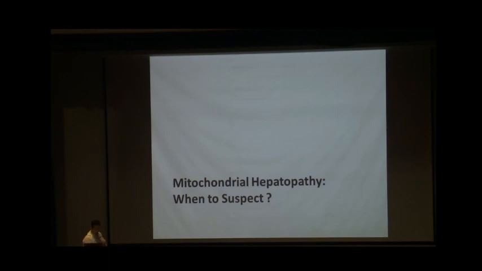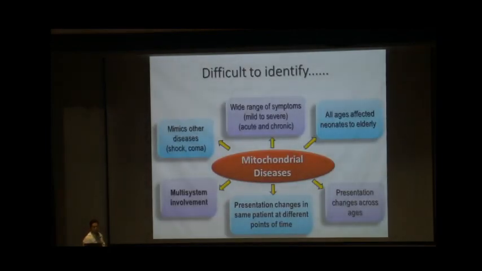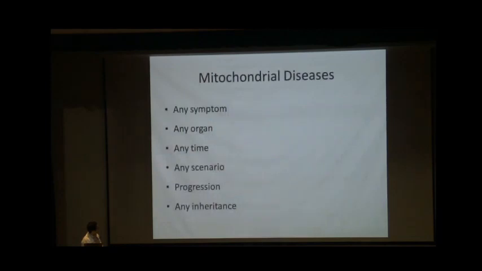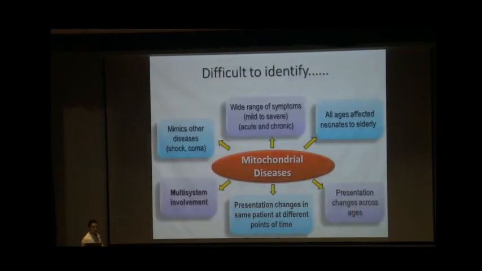I'll show. So when to suspect, it is difficult to identify mitochondrial disorders. They may mimic other disorders. They may have a wide range of symptoms. All ages are affected, from neonate to 100 years of age. They have a multisystem involvement. They may present in the same patient at different points of time.